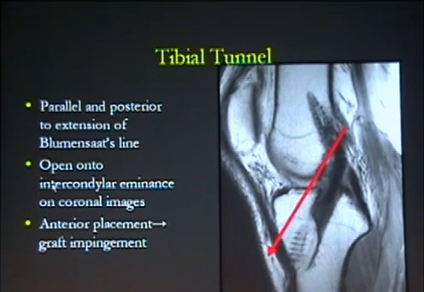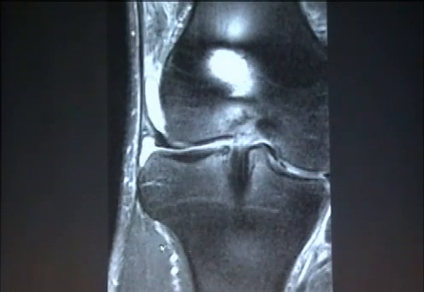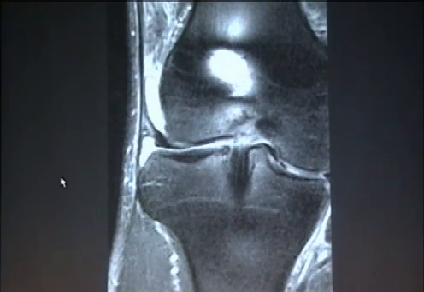The tibial tunnel should open onto the intercondylar eminences on the coronal images. If the tibial tunnel is placed too far anteriorly, and this does happen, then that causes graft impingement. Because you imagine, if you move this tibial tunnel all the way up here, you can see that the graft is going to become impinged here on the roof of the intercondylar fossa. Okay? Note here that the tibial tunnel opens onto the intercondylar notch.